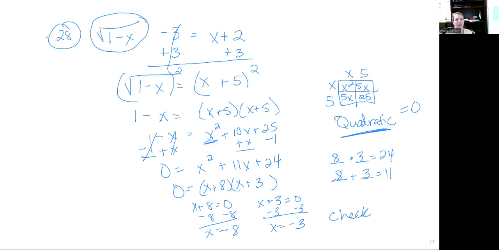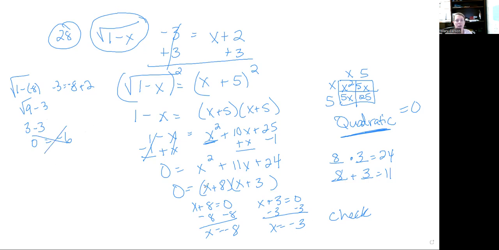If I plug negative 8 into the original, the square root of 1 minus negative 8, minus 3, is that equal to negative 8 plus 2? Okay, so that's going to give you the square root of 9 minus 3. What's the square root of 9? Square root of 9 is 3. 3 minus 3 is 0. Is 0 equal to negative 8 plus 2? That would be a negative 6. So that's not going to work.